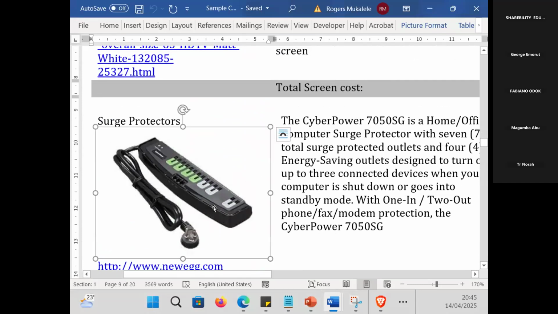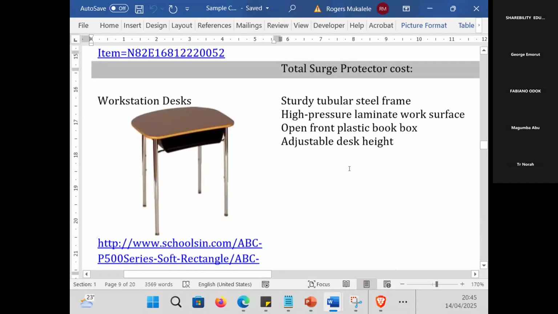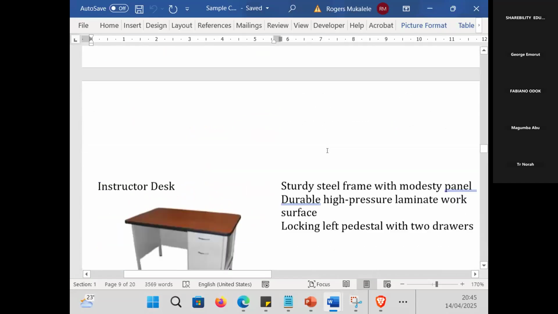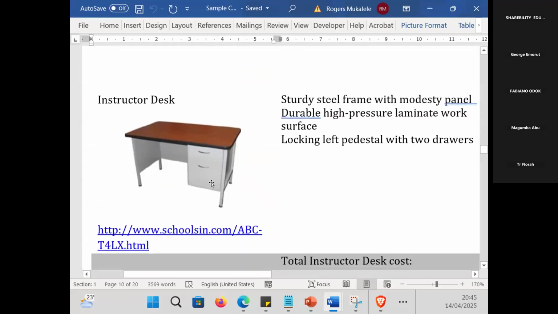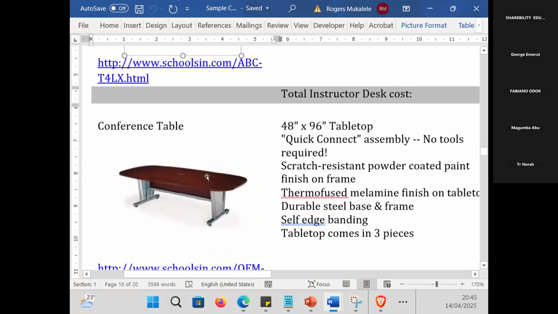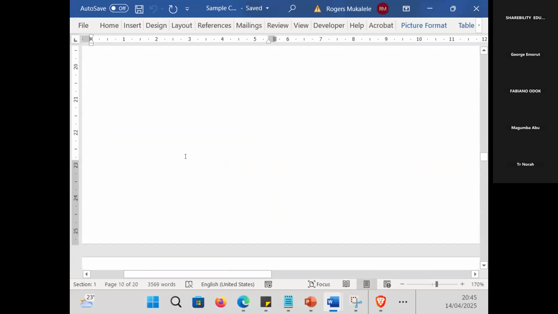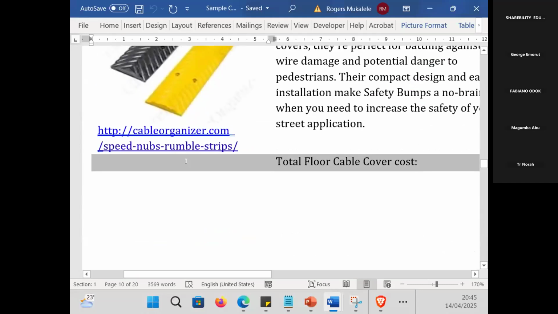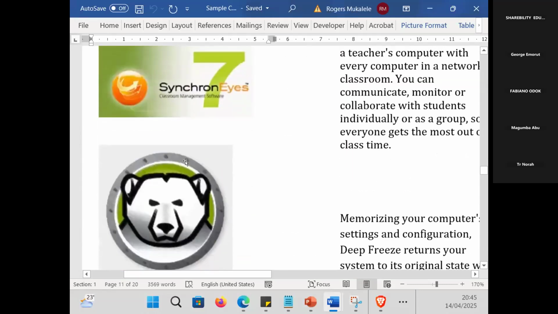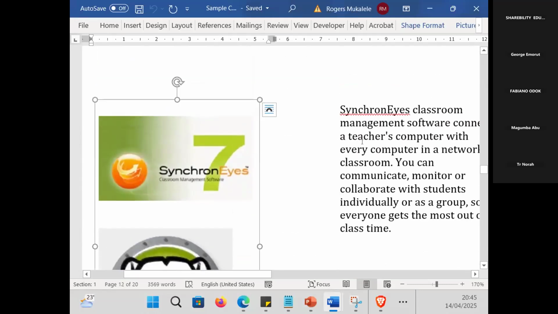You need surge protectors. Madam Claudia talked about a school which refused to buy such after they were given computers. We need surge protectors, these kind of extensions. They can also protect against surges. Then we need the workstation desks. We need the instructor desk where the instructor is going to sit. We need the tables and the workstation chairs. So we had all these things that are needed. Then we have other software.